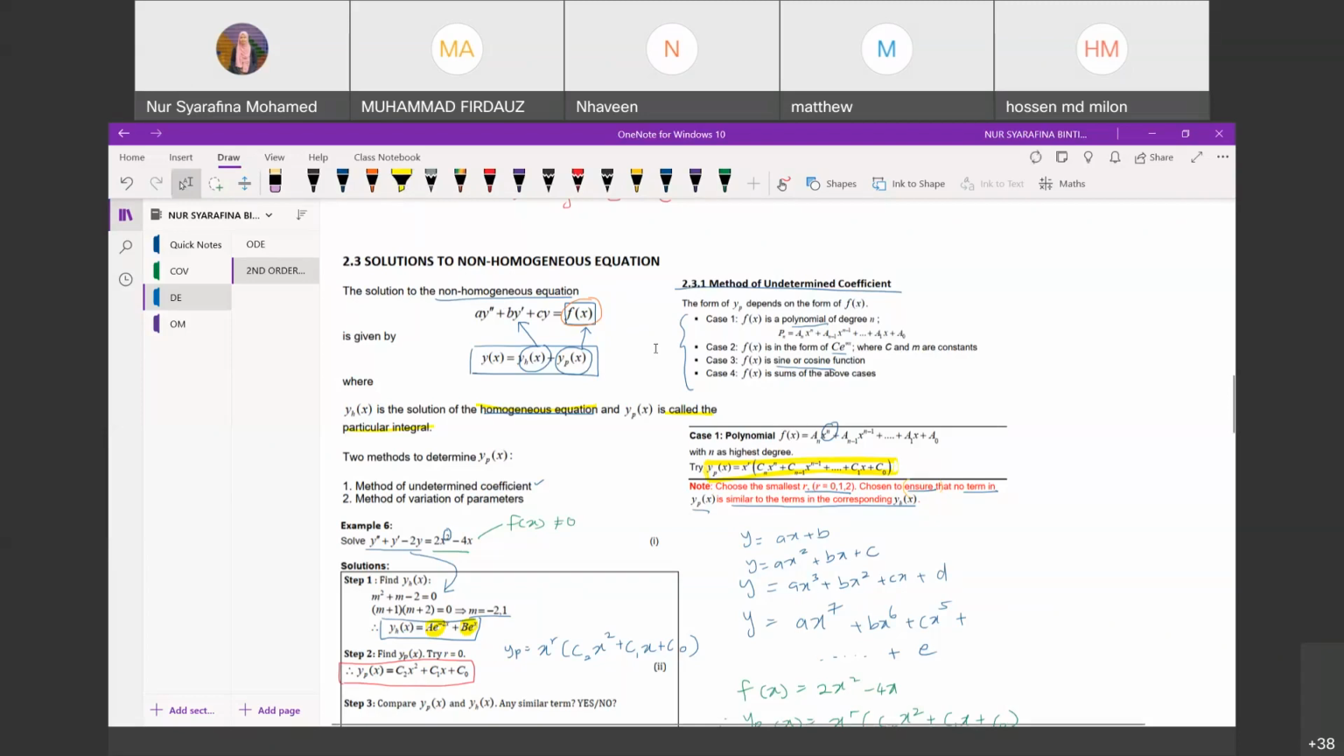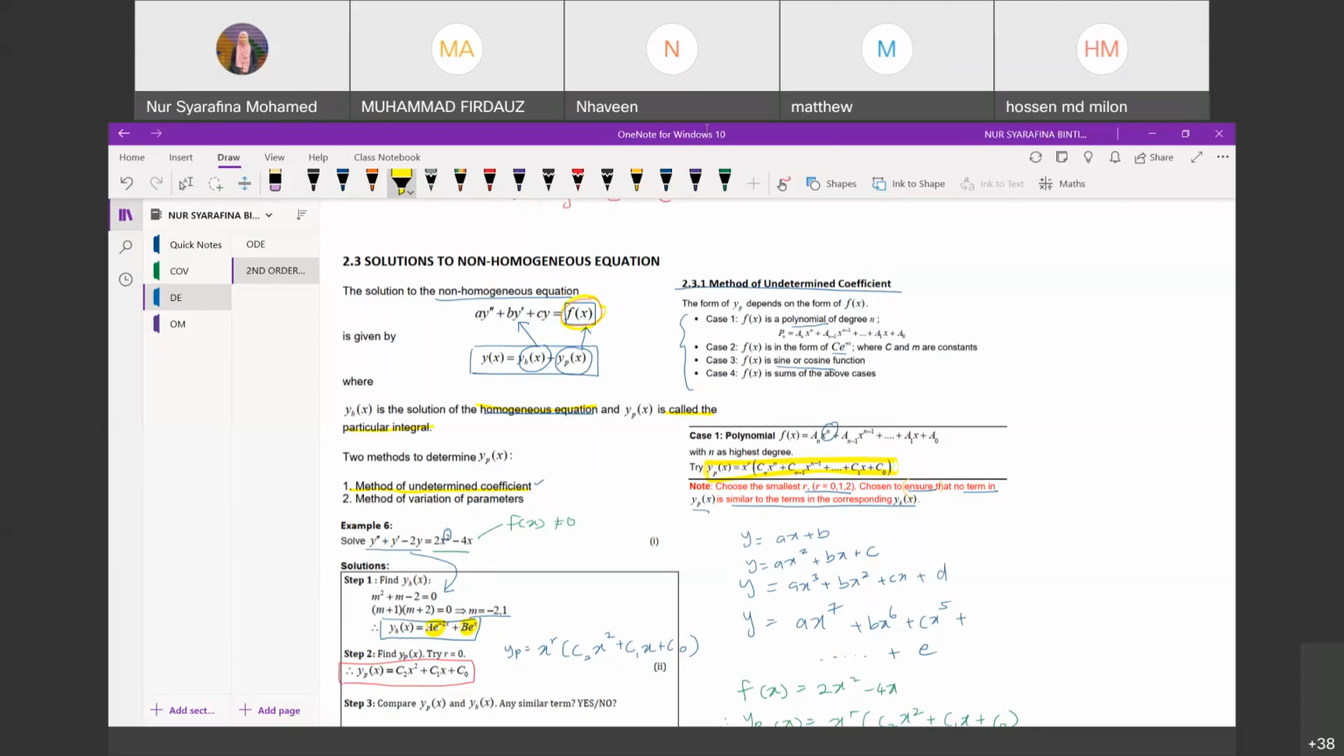So there are two methods to determine yp. The first one is the method of undetermined coefficients, and the second one is the method of variation of parameters. Let's just focus on the first method first. Now, in the method of undetermined coefficients, we need to consider these four cases. Either that function is a polynomial, or that function is in the form of an exponential, or that function is a sine or cosine function, or the last one is that the function is a sum of the above cases.